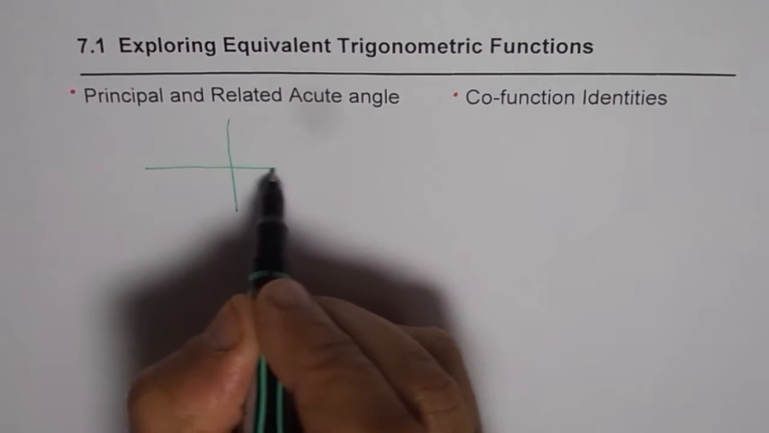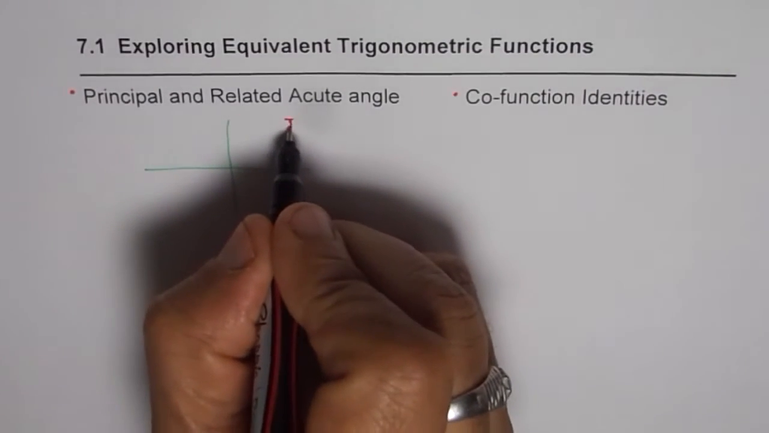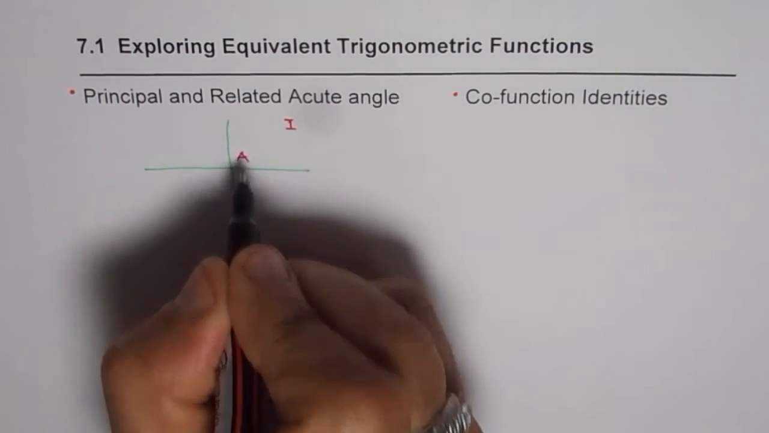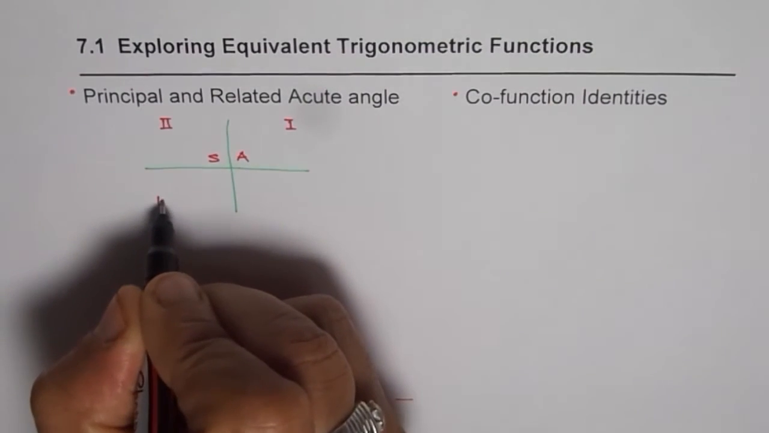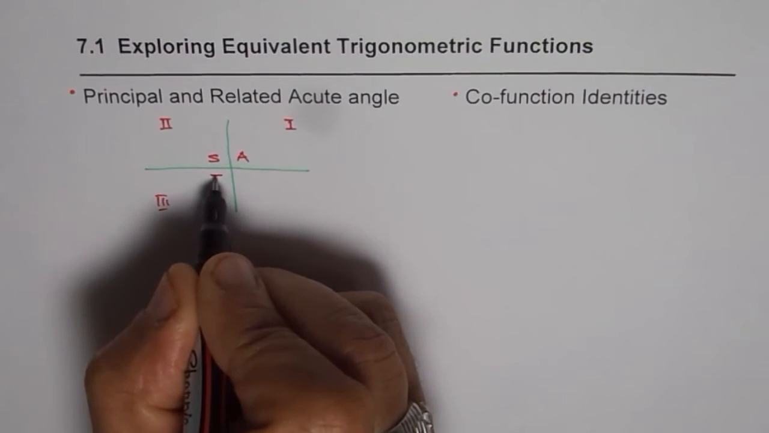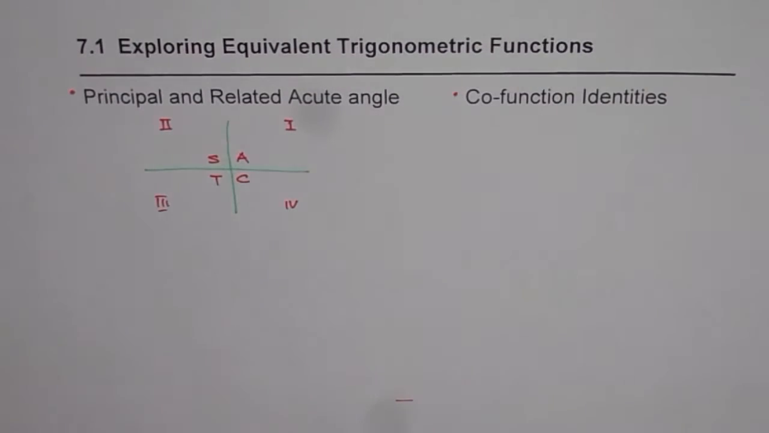So in a coordinate plane, we have 4 quadrants. In the first quadrant, all trigonometric functions are positive. In second quadrant, sine is positive. In third quadrant, tan is positive. And in the fourth quadrant, cos is positive. You have different ways of learning: the CAST rule, "all silver teacup," and so on, for which quadrant what is positive. Now that is the first thing which you know, right?